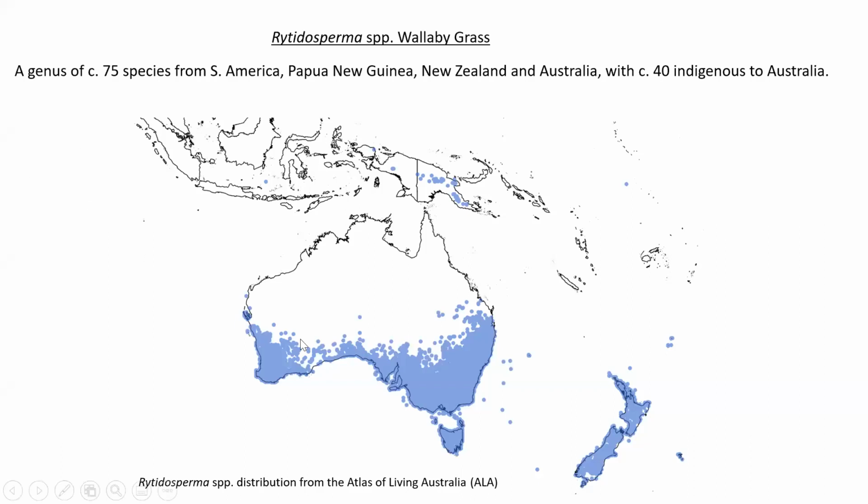So just an overview of Rytidosperma. It's really abundant in the southern half of Australia, but it's not restricted to Australia. It's all over New Zealand, you can see. It's also native to Papua New Guinea, and there's some native species in South America as well.